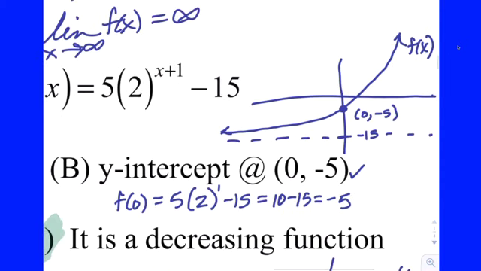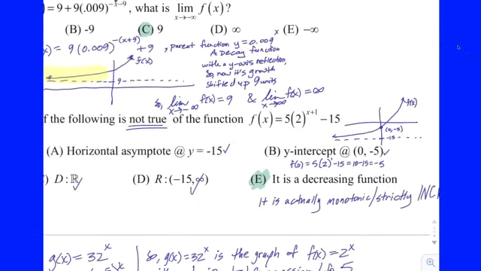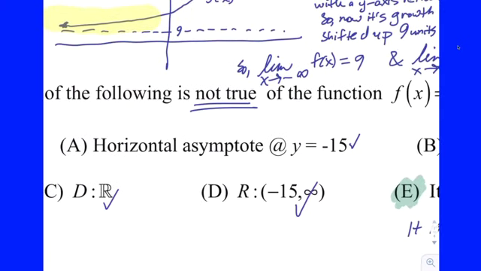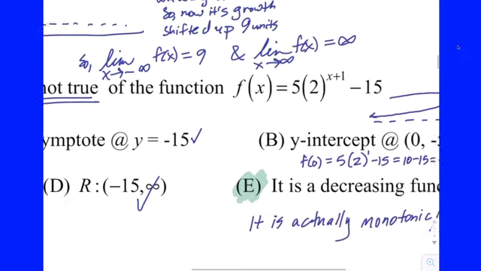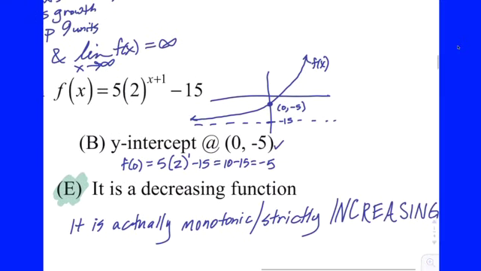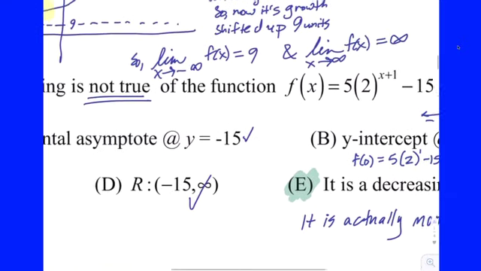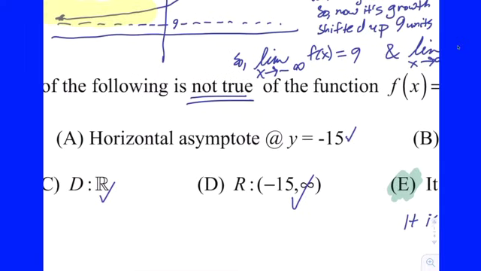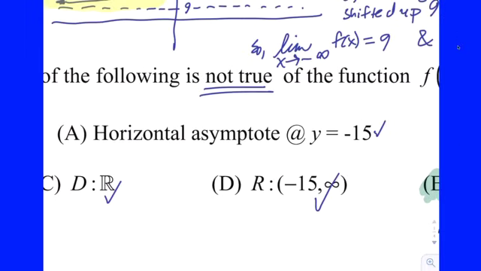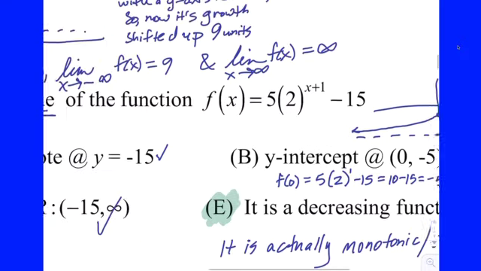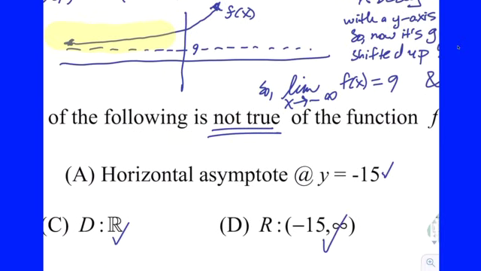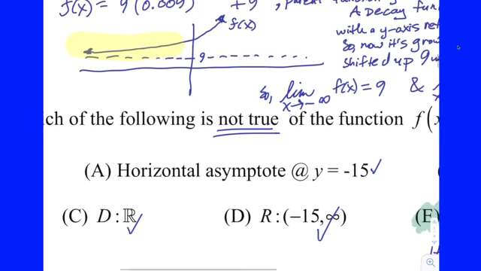So, first of all, since I already found the Y-intercept and I know it's 0, negative 5, I know B is correct. Part A says, is there a horizontal asymptote at Y equals negative 15? And I'm like, heck yeah, there is. Now, if you don't read carefully and you get to part A, you're like, horizontal asymptote at Y equals negative 15? Yeah, there is. That's the right answer. But that would be if we were looking for the one that was true. Okay? So 4 of them are going to be true. We're looking for the false one.